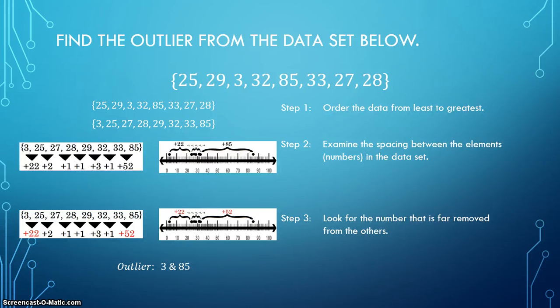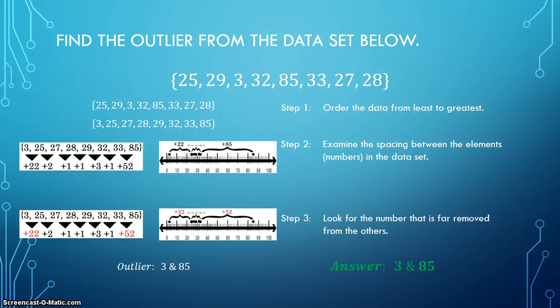We order the data, we look how far spread apart, either by seeing how much you have to increase to get to the next one, or putting them on a number line. And then from there, you see which one is far away from everyone else, and those are your outliers.